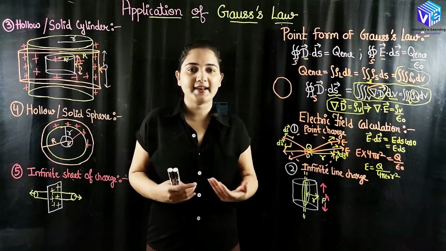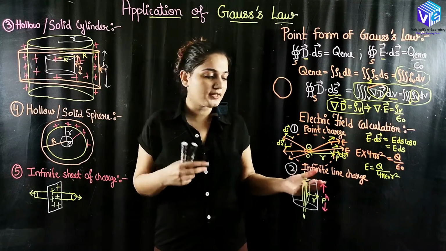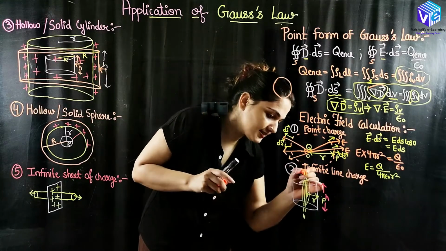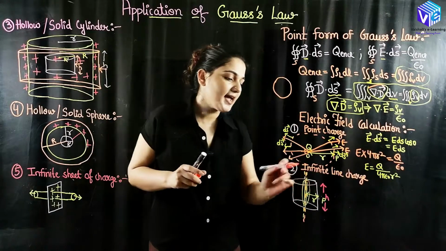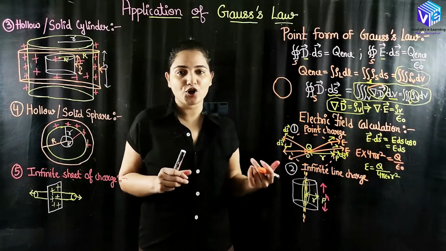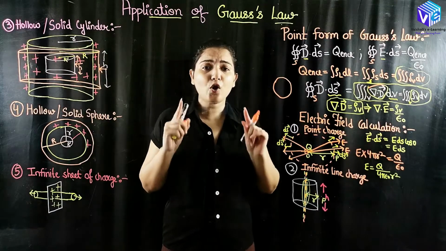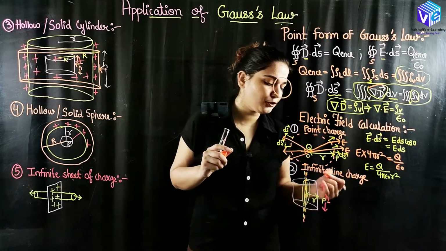Now coming to the infinite line charge. We used the electric field derivations over there. So now coming to the infinite line charge. This is my line charge. Now here I have taken a cylindrical Gaussian surface. Whenever I have a line distribution, I will always take a cylindrical Gaussian surface. I have taken the height to be h.